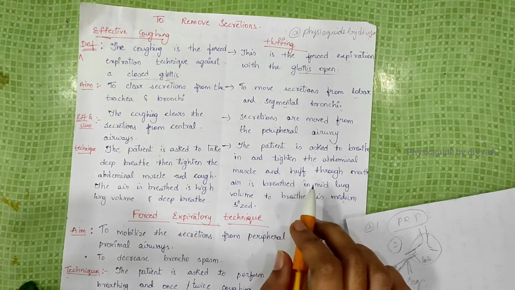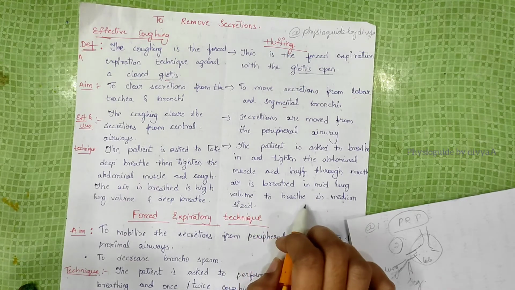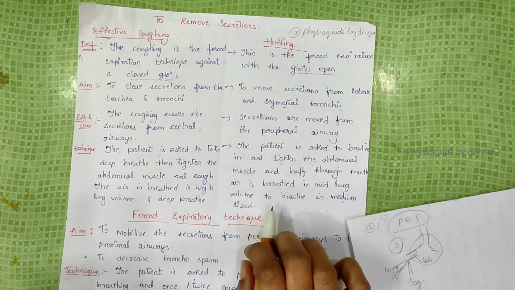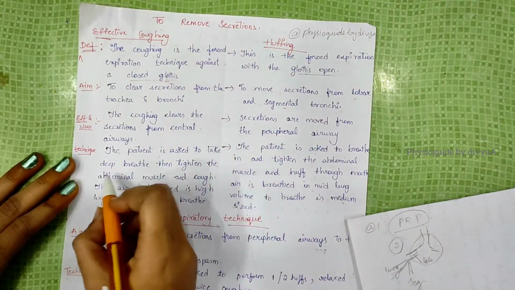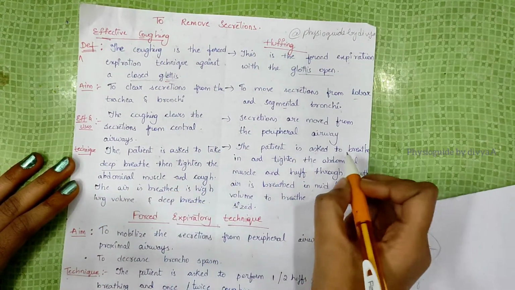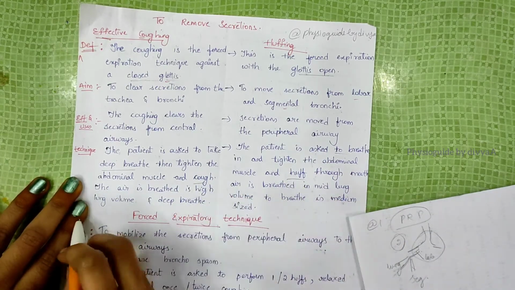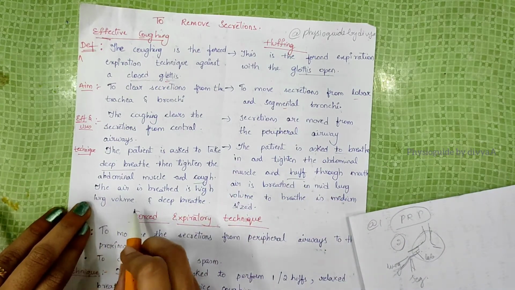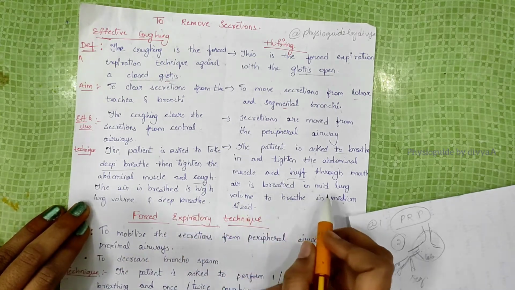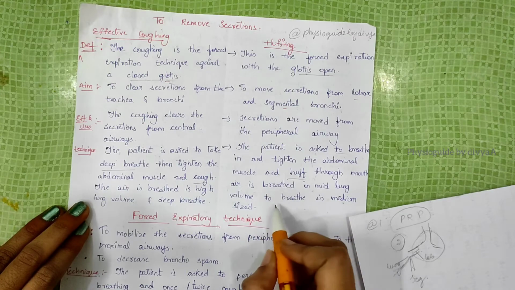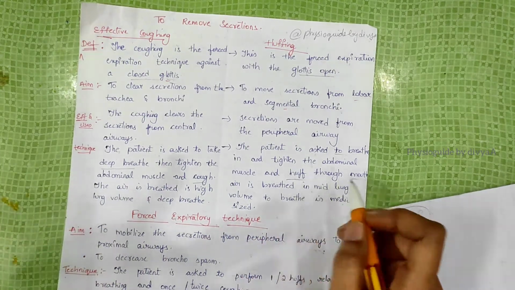But in huffing, through the mouth, air is breathed in at mid-lung volume, a medium-sized breath. See, the difference in this technique is that for coughing we ask the patient to take a deep breath, at high lung volume, while for huffing it is a normal breath, at mid-lung volume, a medium-sized breath only. Huffing is done through the mouth.